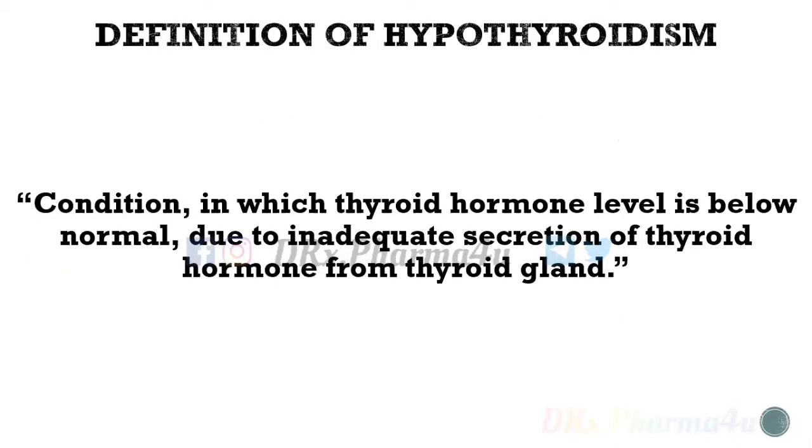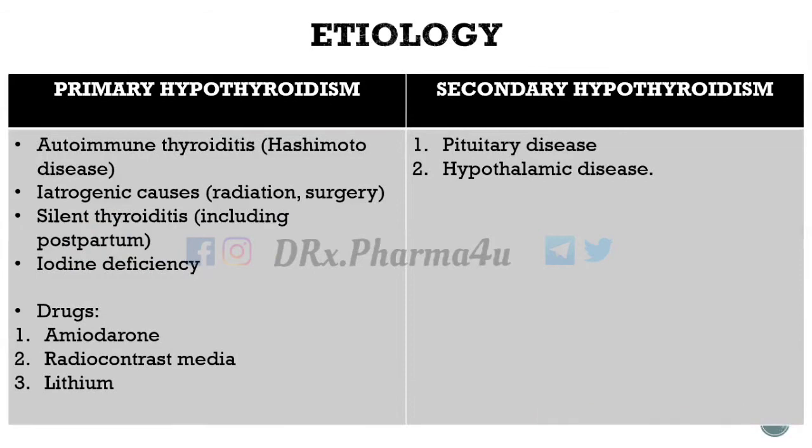If we talk about hypothyroidism, it is a condition in which thyroid hormone level is below normal due to inadequate secretion of thyroid hormone from the thyroid gland. So if there is a low level of thyroid hormone in your body, that is called hypothyroidism. And hypothyroidism is very commonly seen. Let's talk about the etiology. We have two types of hypothyroidism. One is called primary and the other is called secondary.